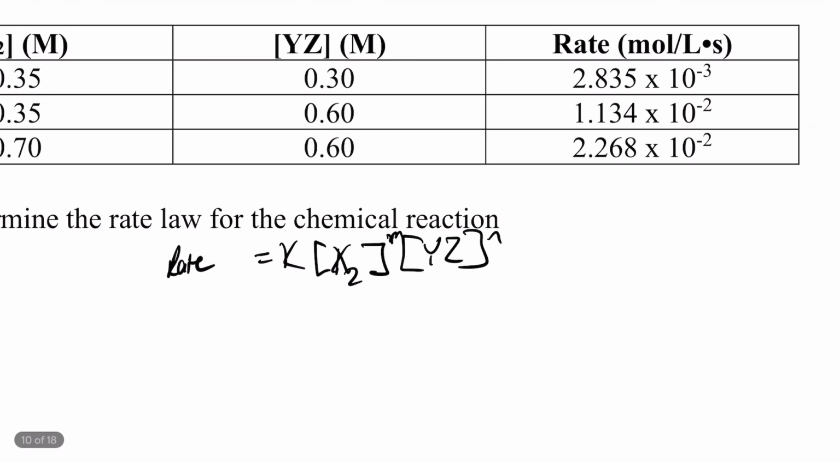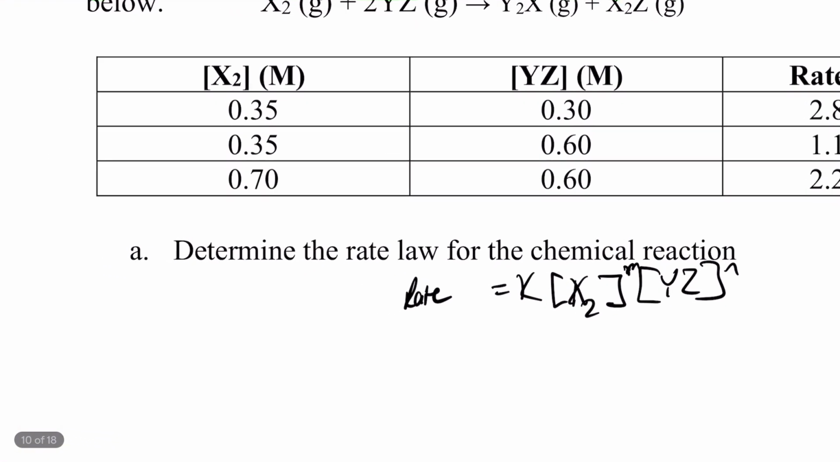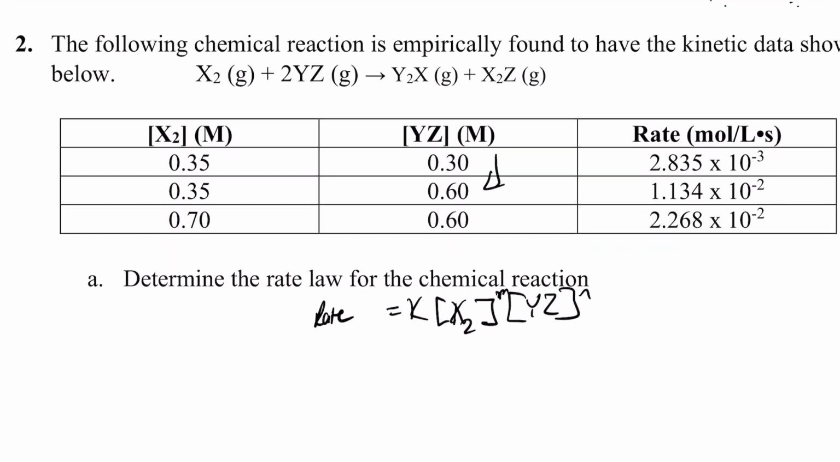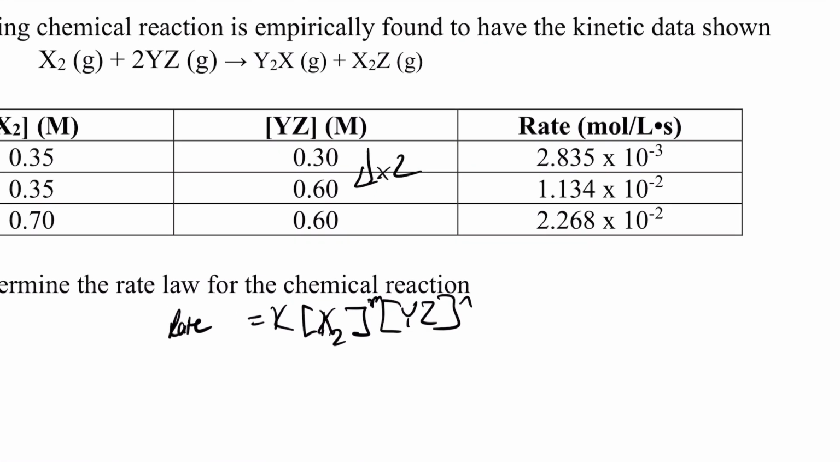So let's just do this. You take experiment 1 and 2, right? You see how when this doubles, what is this going? You can take your calculator and calculate what it's multiplying by. So 1.134 times 10 to the negative 2, right?